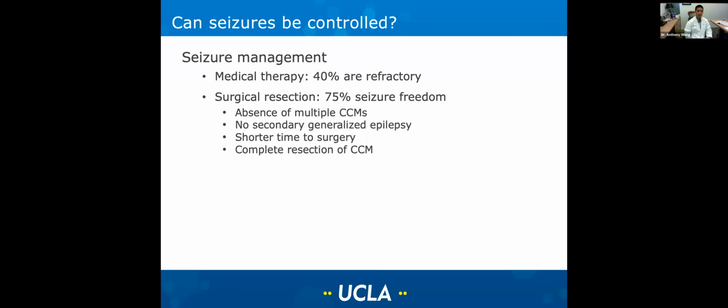Now, there is a little bit of debate as to the utility of resecting some of the hemosiderin-laden brain surrounding the cavernous malformation, in that those perilesional areas are thought to be affected by the excitotoxic effects of the blood products there, and that those might be epileptogenic. But that question is still on the table. There are very smart and careful people on both sides of that debate.